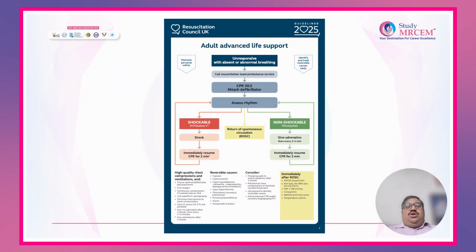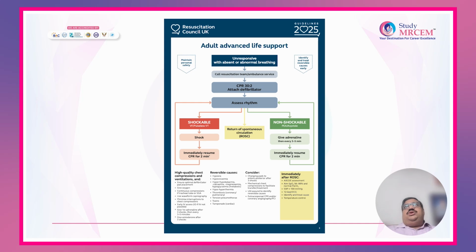So let's see the algorithm first. You see very clearly the adult advanced life support algorithm. It's a very clear and very robust algorithm. Whenever a patient collapses in front of you, you initiate CPR and activate the emergency response, and the patient is in hospital. Then the next important thing you are going to do is connect to the defibrillator and see whether it's a shockable rhythm or a non-shockable rhythm.